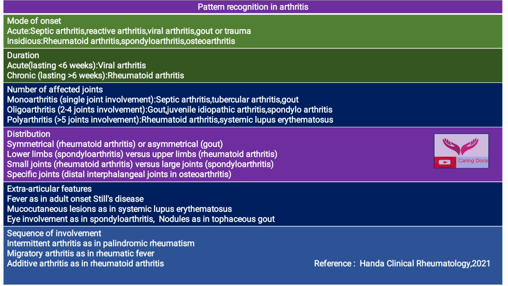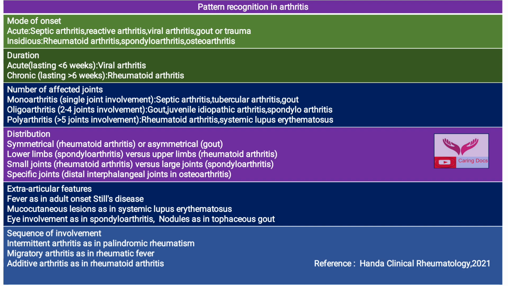Distal interphalangeal joints are involved in osteoarthritis. Patient can have extra-articular features like fever in adult onset Still's disease, mucocutaneous lesion in SLE, eye involvement in spondyloarthritis, and nodules in tophaceous gout.